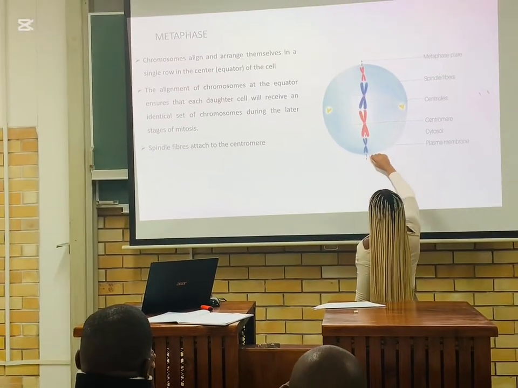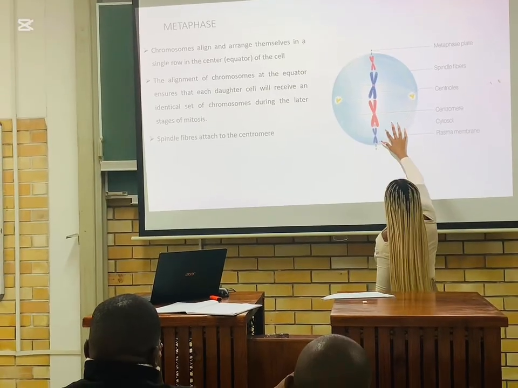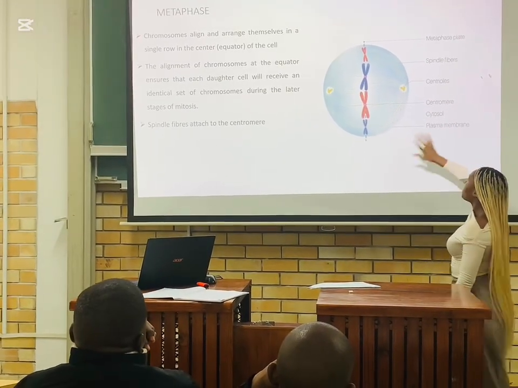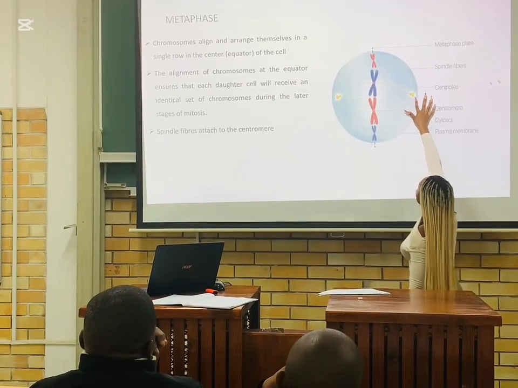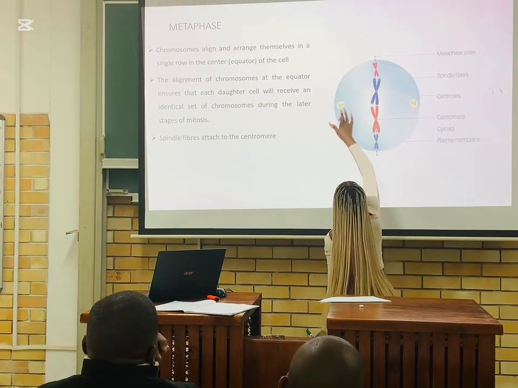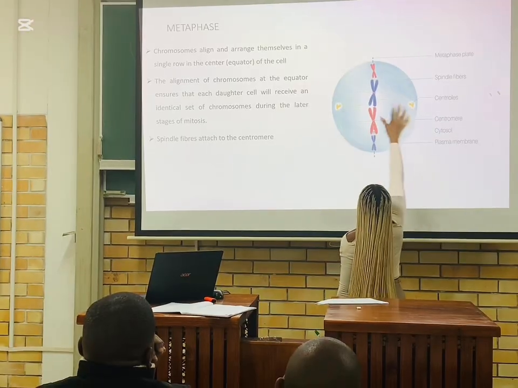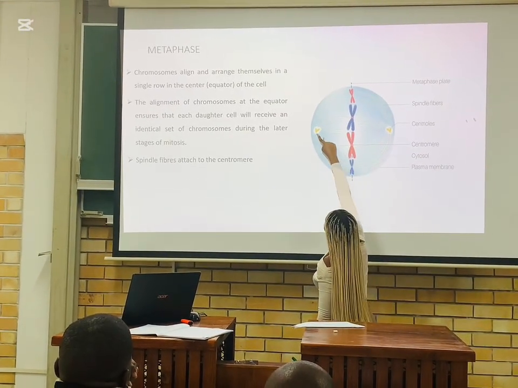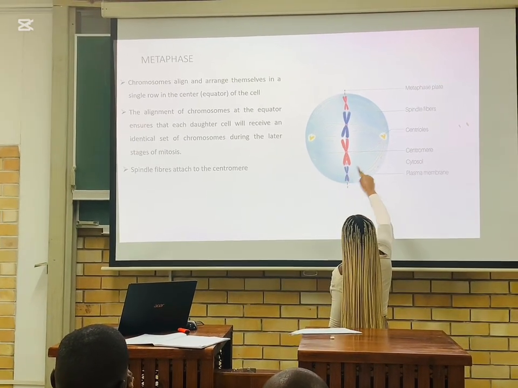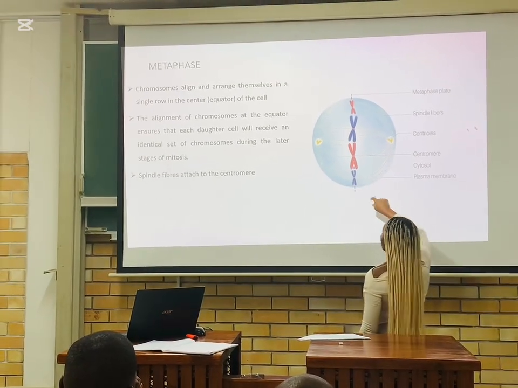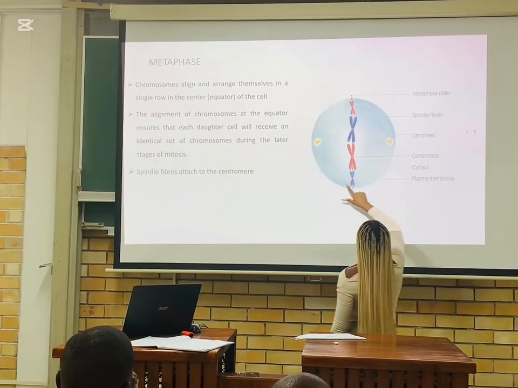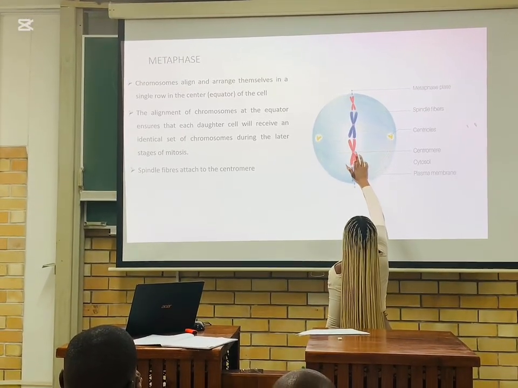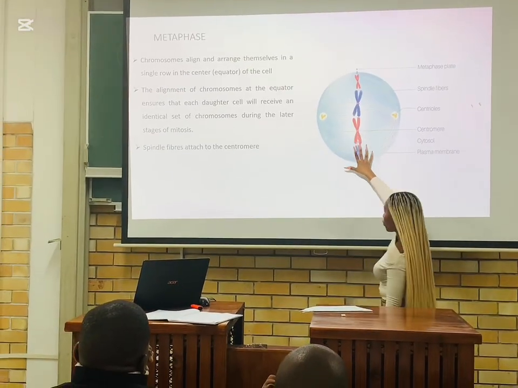We also have spindle fibers that attach to the centromere. We said that these spindle fibers are formed by centrioles, right? So this is where our centrioles are located, at the opposite poles of the cell. Here, these yellow lines represent our spindle fibers. As you can see, these spindle fibers are attached at the centromere of the chromosome.